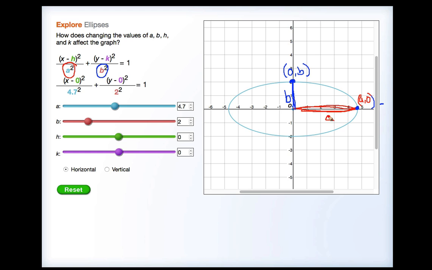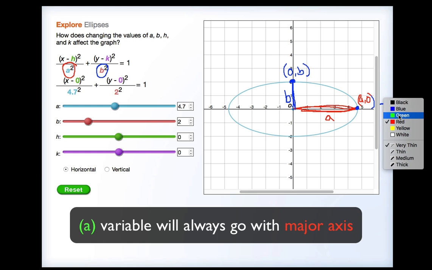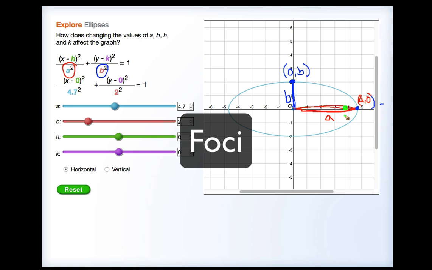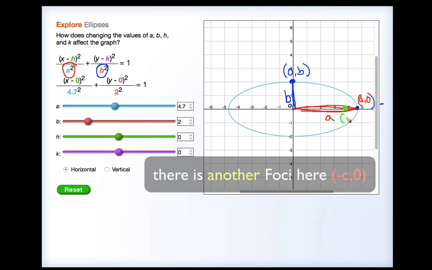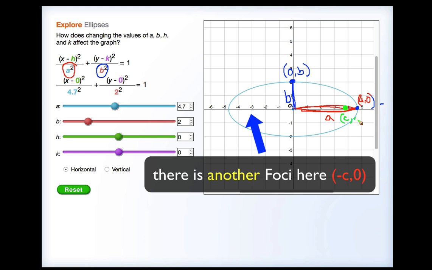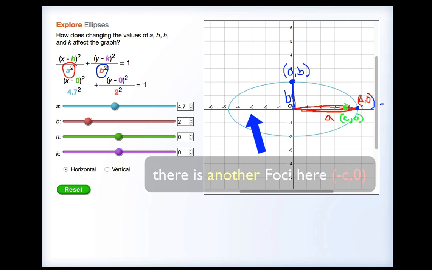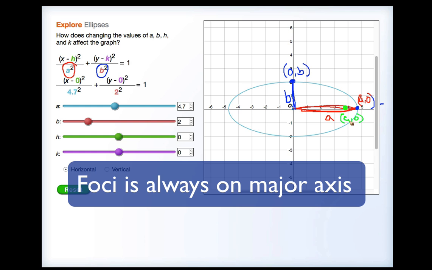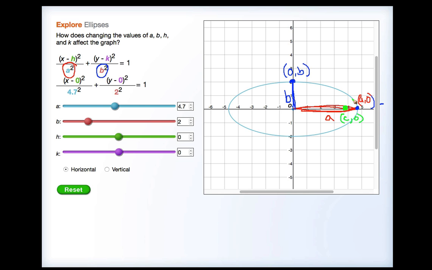Now there's also another point here that isn't shown, and that is what's called the focus. This is the focus. So the focus for this type of ellipse will be (c, 0) because there's no y. It's on the x-axis directly. So it's (c, 0).